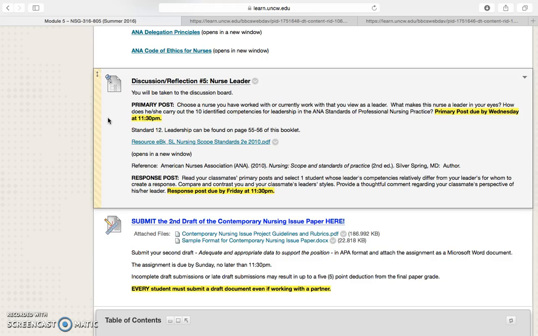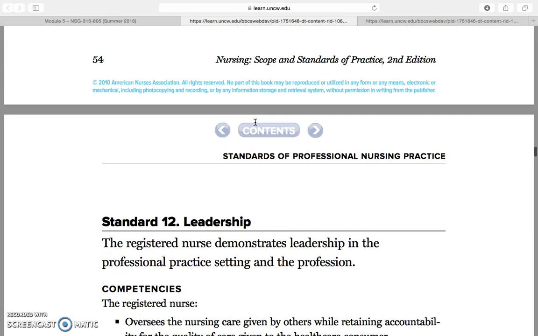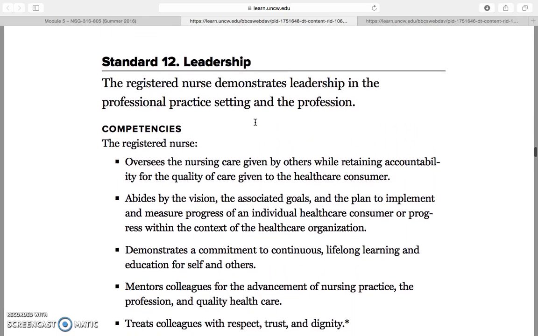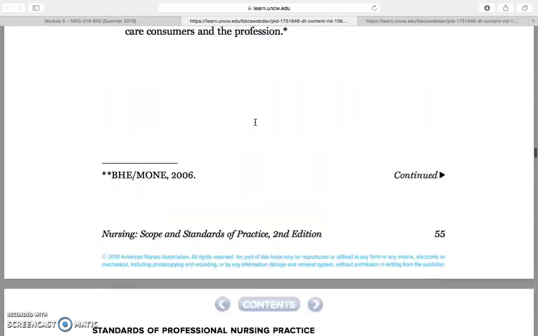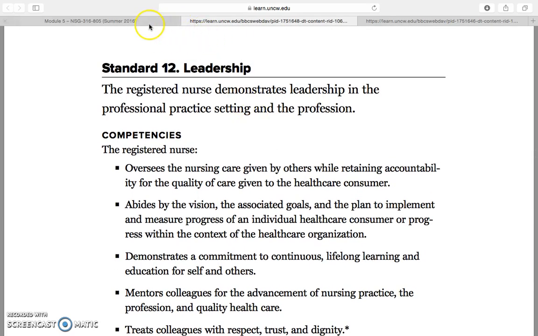Now, that resource book, the Standards of Professional Nursing Practice, is here for you. We do have a PDF file, and we have given you a nice little clue here to where to find those competencies to help you better answer your question. So once you click on this PDF file, you will see the ANA standards, and on pages 55 and 56, you'll find the competencies that we were talking about that we would like for you to reflect on in your answer.